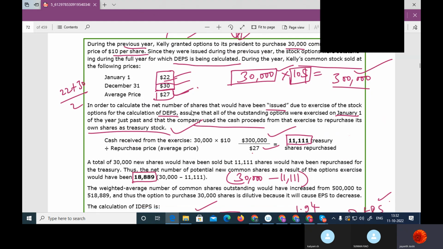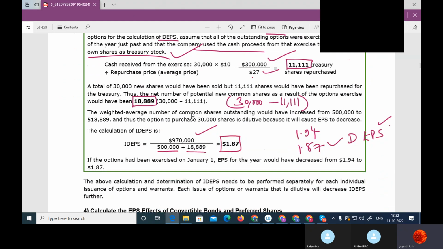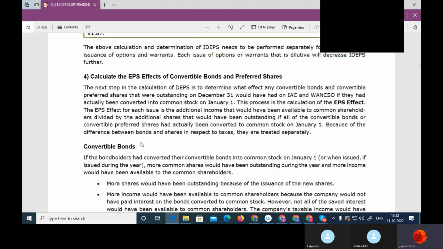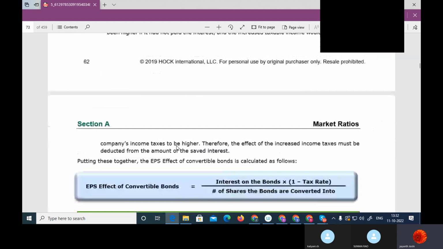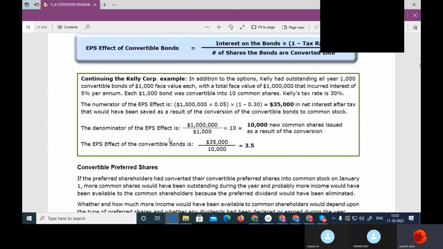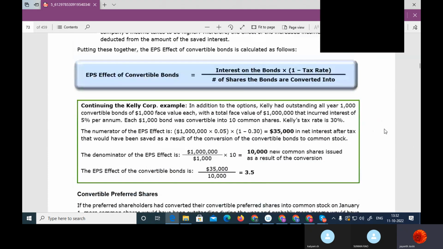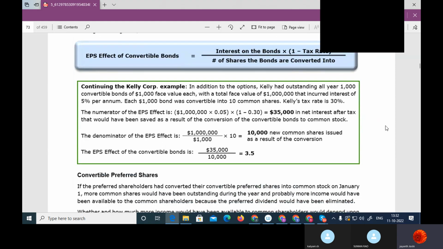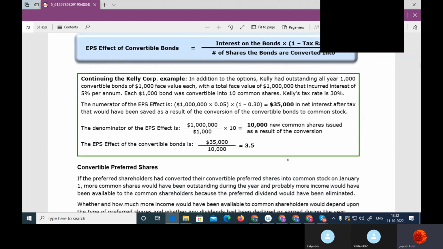We've done this, then I'll scroll down and we'll move forward. Now see, we are going to give the EPS effects on convertible bonds and preferred shares. So I'll explain that with the help of an example. See what happens when you are finding out your diluted EPS.